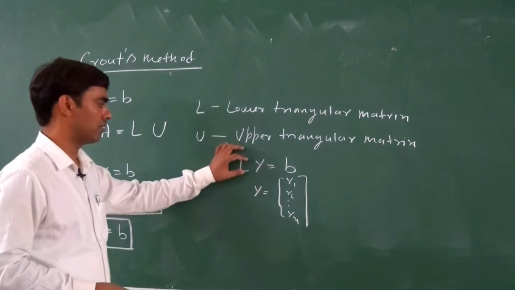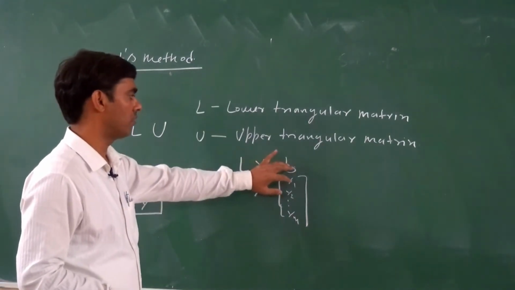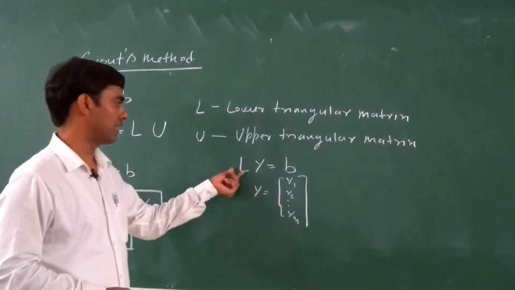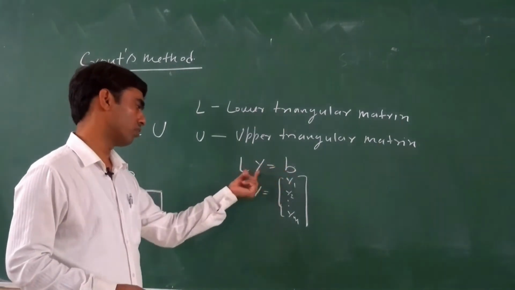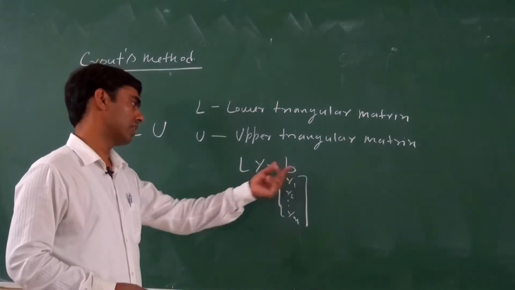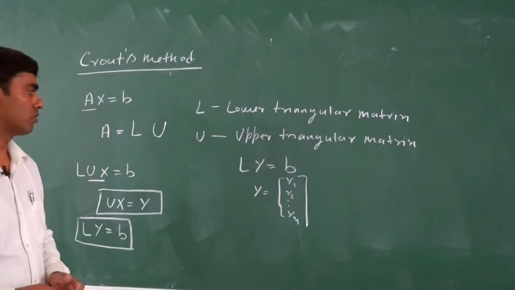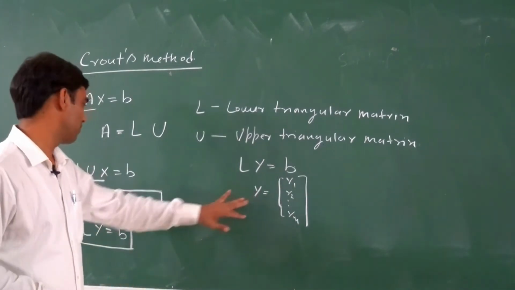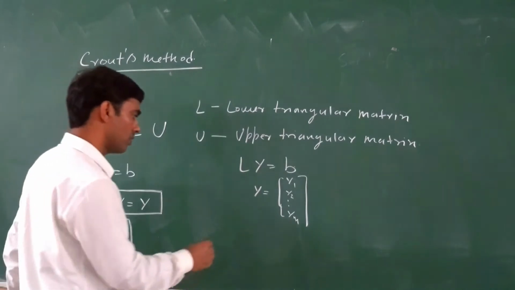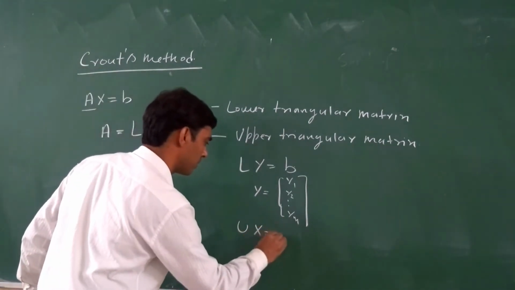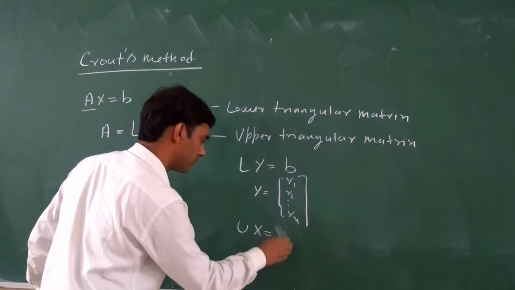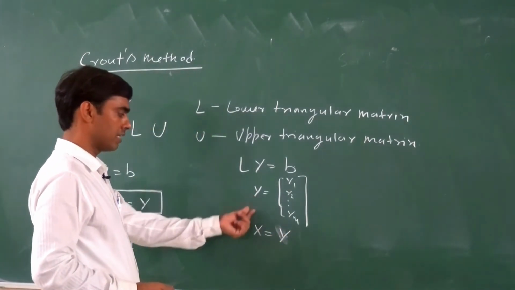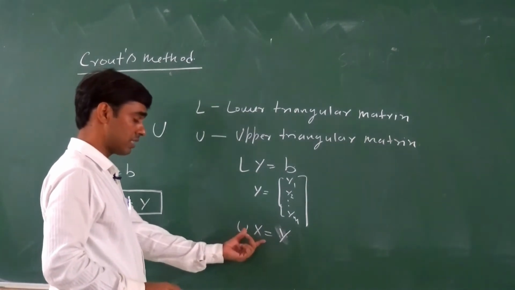Because we have the lower triangular matrix L and the value of V, we multiply the lower triangular matrix by y. Then there is one unknown, y, and the right hand side is V, so we find the value of y. Once we find the value of y, then we solve Ux equal y.